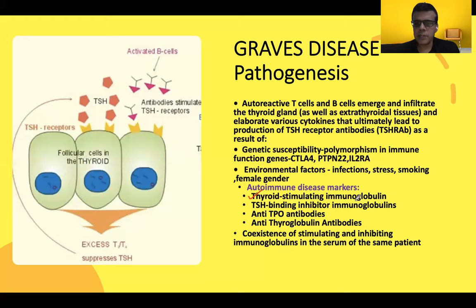In Graves' disease, there are autoreactive T cells and B cells that emerge and that infiltrate the thyroid gland as well as extrathyroidal tissue. And there is production of a large number of cytokines due to reaction and proliferation of these T and B cells. Genetic susceptibility with polymorphism in various genes like CTLA4, PTPN22, IL2RA, all these have also been identified in Graves' disease.